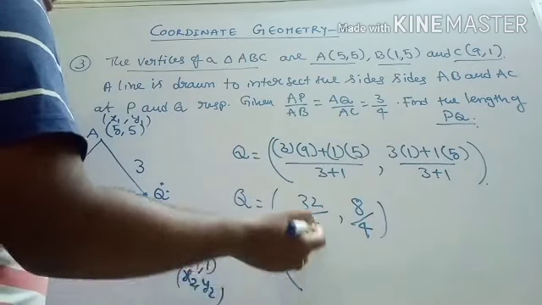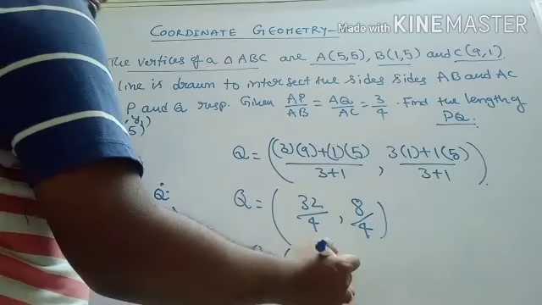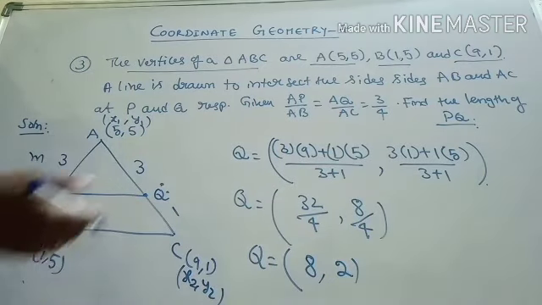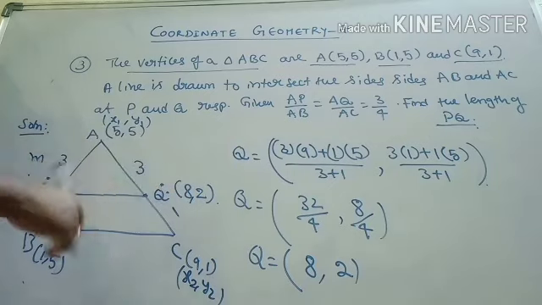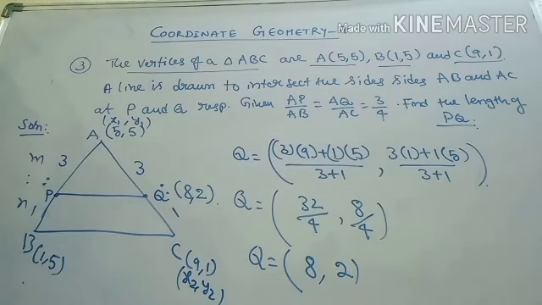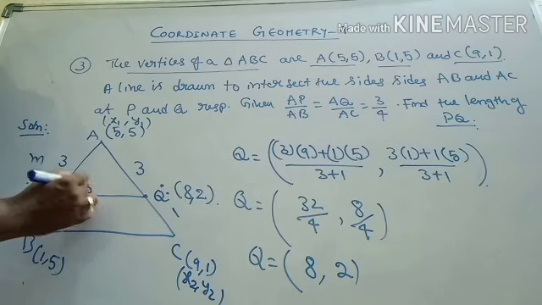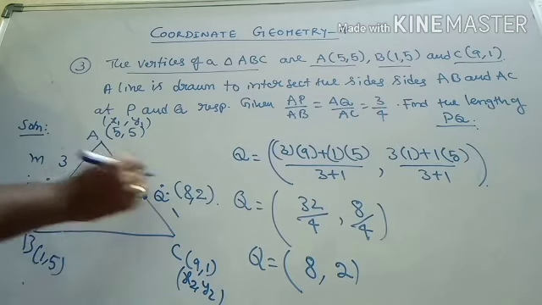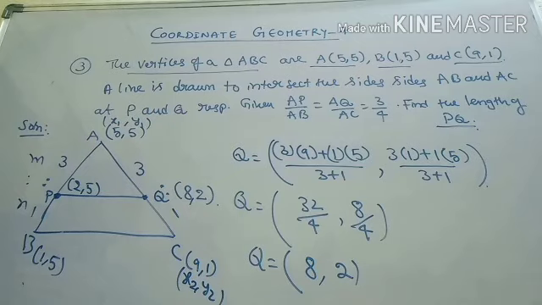Now the coordinates of Q, 32 by 4, 4 8s are 32, and the coordinates of Q you have got as 8 comma 2. And already we have got P as 2 comma 5. Now you know P and you know Q. Using the distance formula we can find the distance between them. From that we will get the length of PQ.